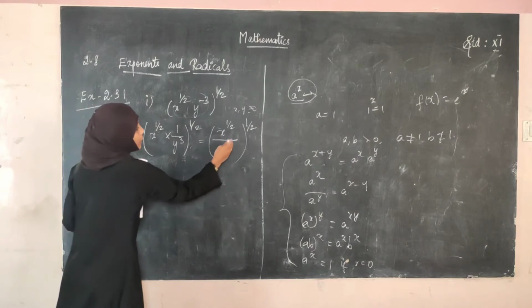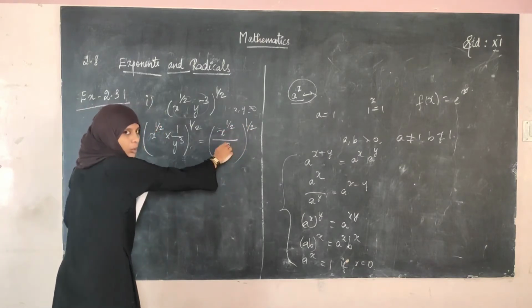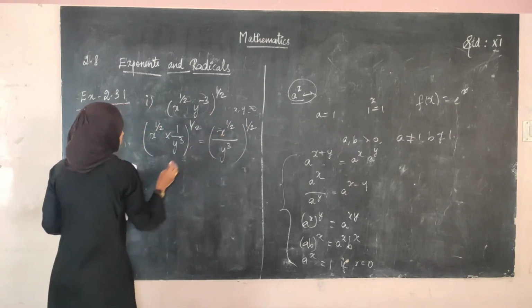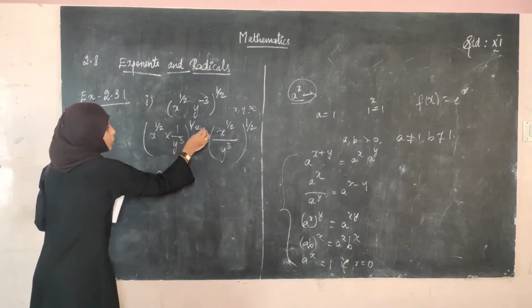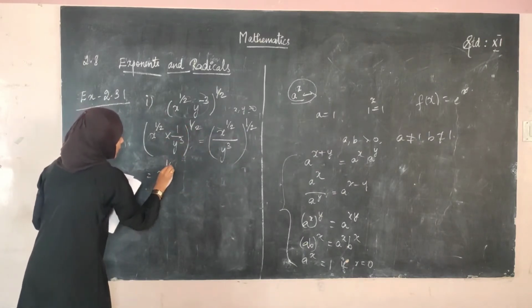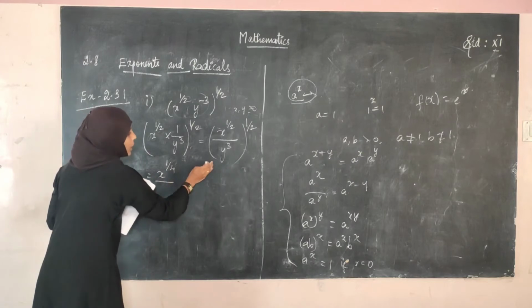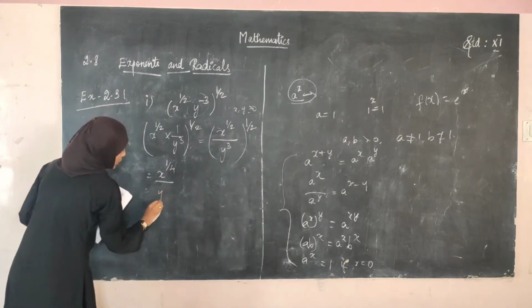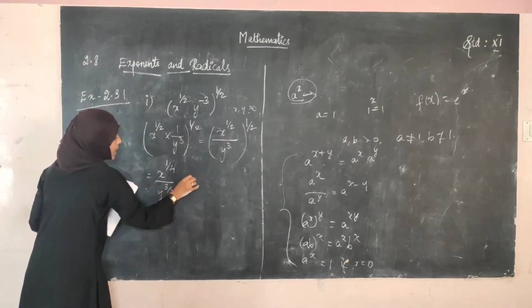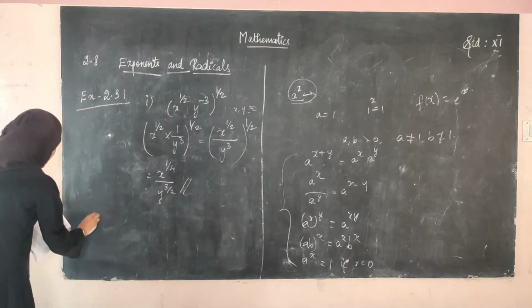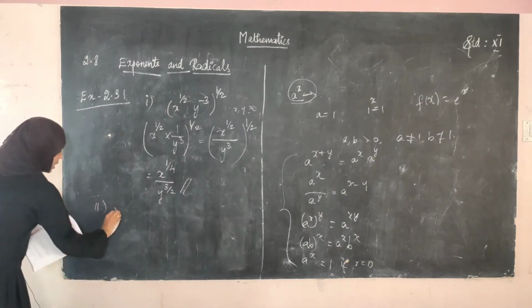Now what you have to do is multiply this with the power, in both the numerator and denominator. So this becomes x power 1 by 2 into 1 by 2, which is 1 divided by 4, divided by y power 3 into 1 by 2, which is 3 divided by 2. This is the answer. Now the second sum, second subdivision.